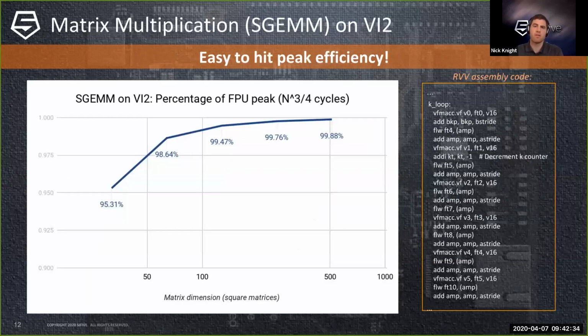Matrix multiplication, it's really easy to hit peak efficiency on this. This is compared to floating point peak, which is just the FPU being lit up the whole time: n cubed over 4 cycles, because there are n cubed operations and 4 floating point operations per cycle. You can see that we're getting almost 100% of peak at about 512 problems. This is again on the VI2 SGEMM.